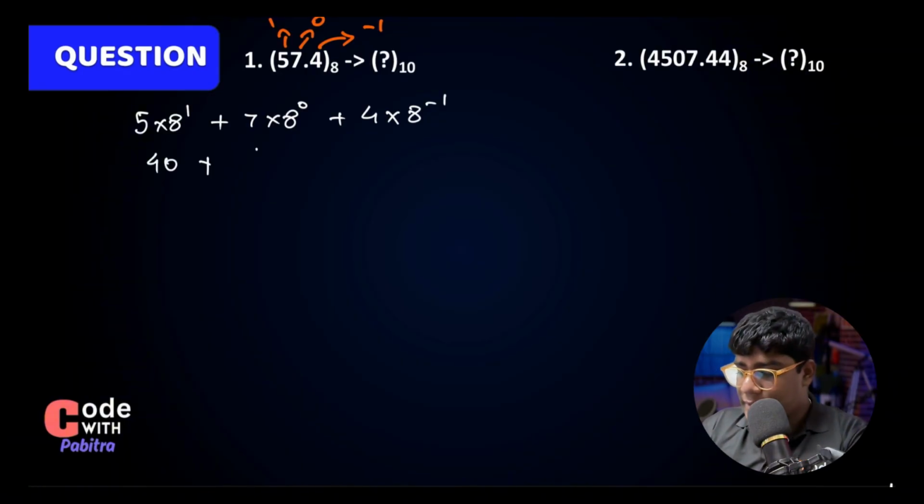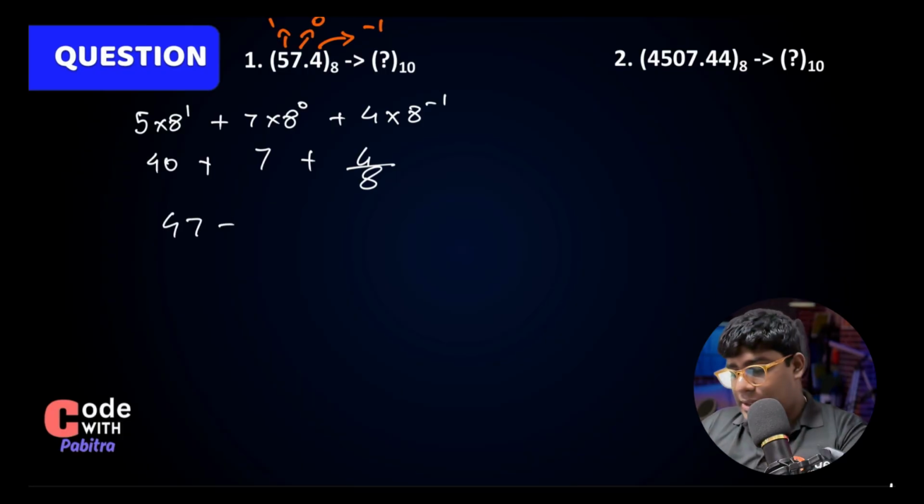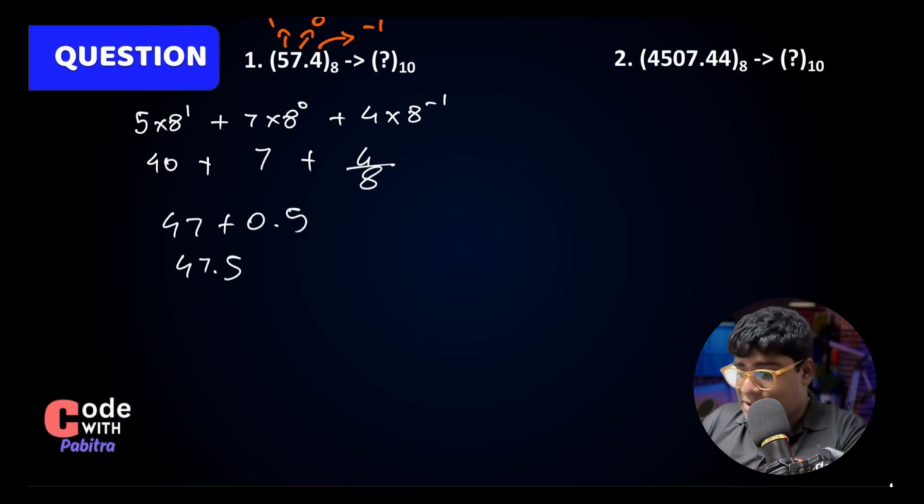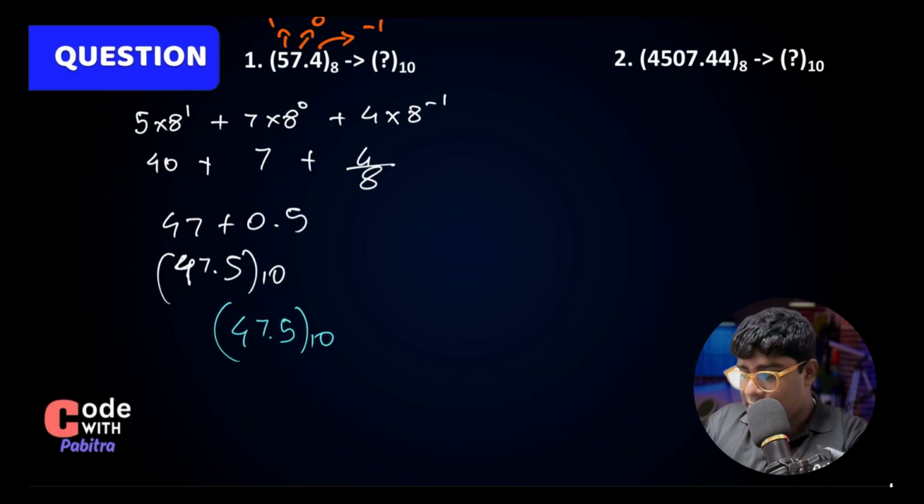This will be 47, this will be 4 by 8, so 47 plus 0.5, this will be 47.5. Yeah, boom, this is the decimal number system. So this is our answer, 47.5 base 10. Now solve this. To solve this, it is also very simple.